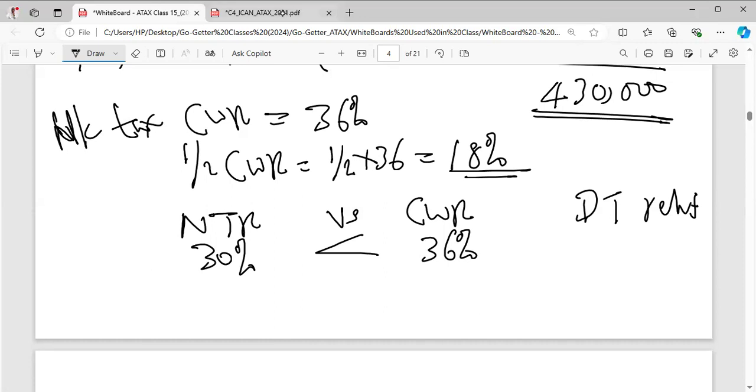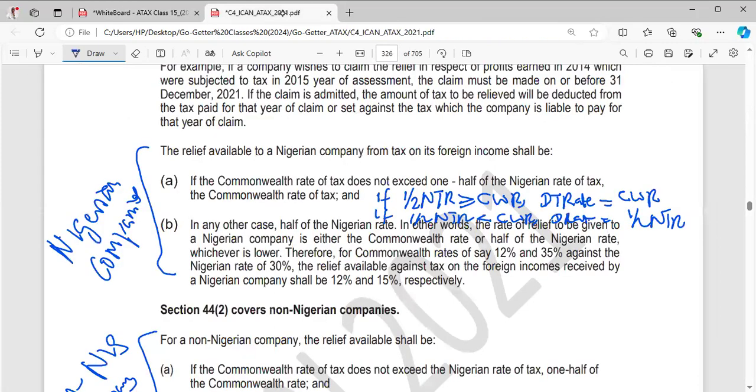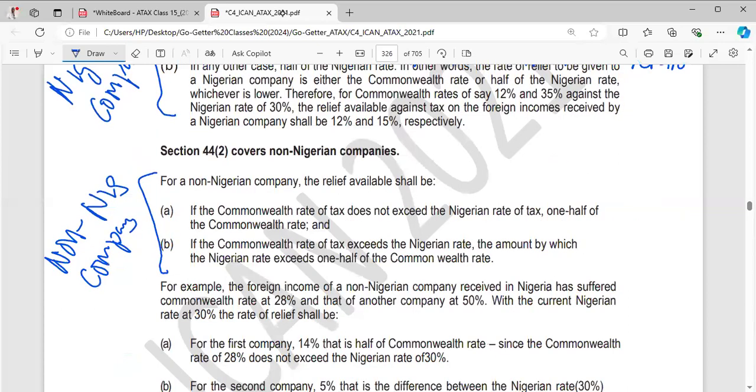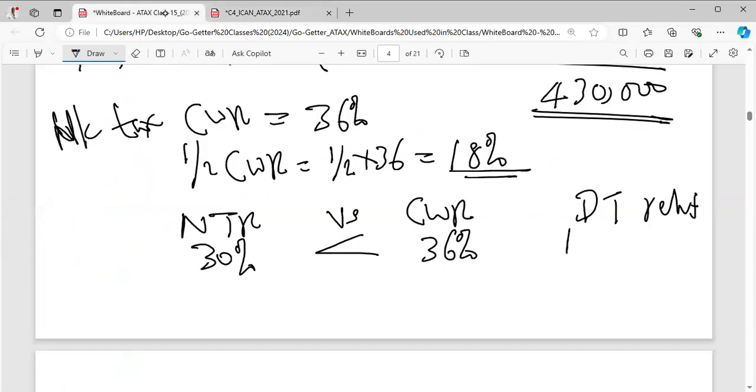It says the relief against the tax on the foreign income. If the Commonwealth rate of tax exceeds that of Nigeria, that means Nigeria is lesser, the amount by which Nigerian rates exceed one half of the Commonwealth rate. So what it means here is that it is going to be NTR minus half CWR.